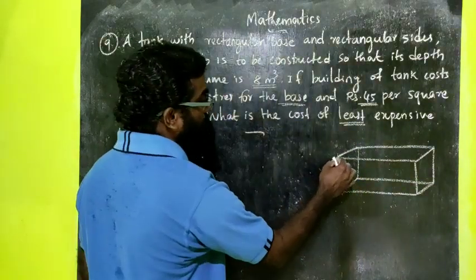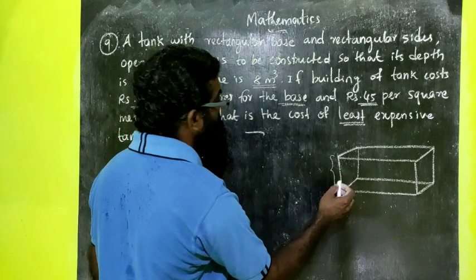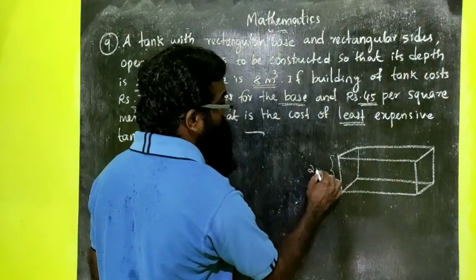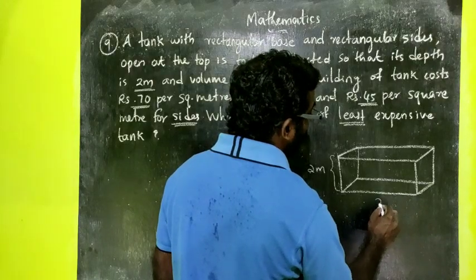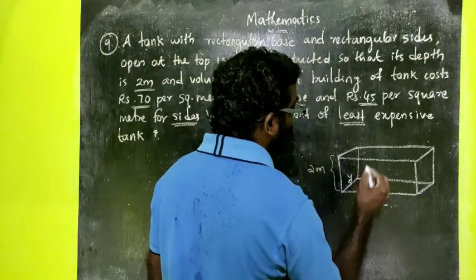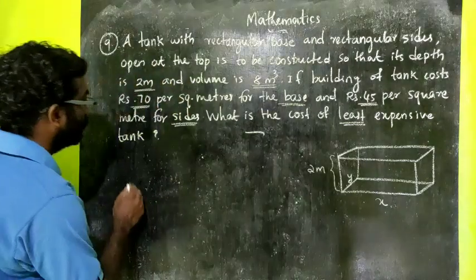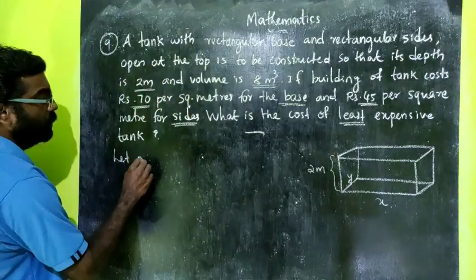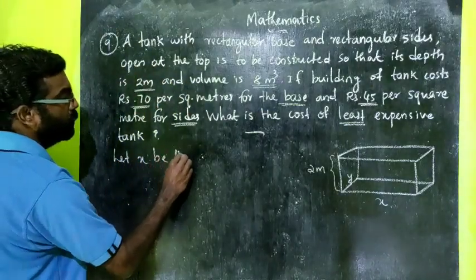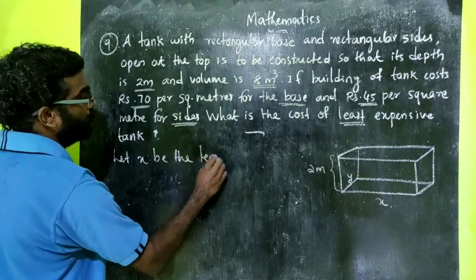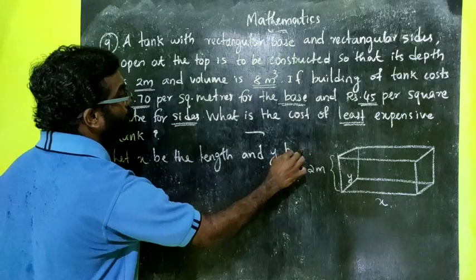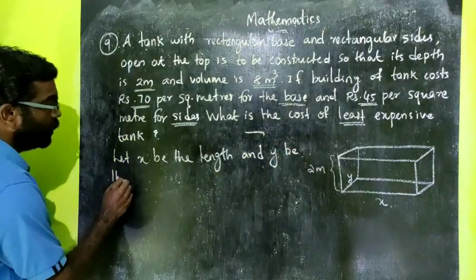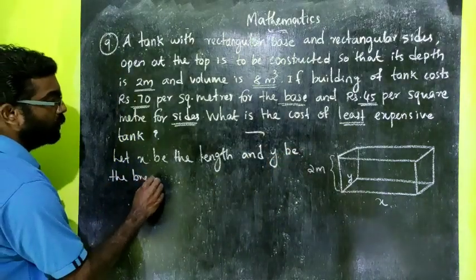Here the height is given as 2 meter. Okay. Let us take the length of the tank be x and breadth be y. Okay. Let x be the length and y be the breadth of the tank.